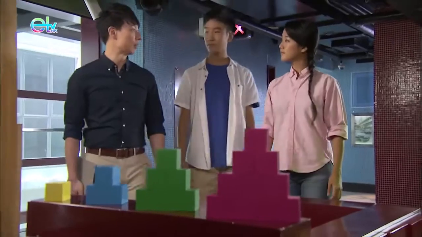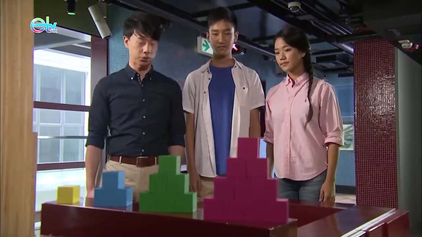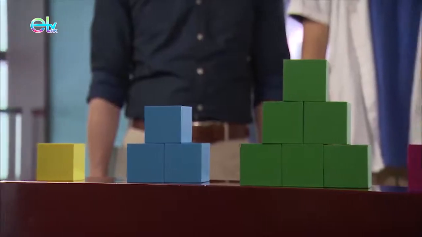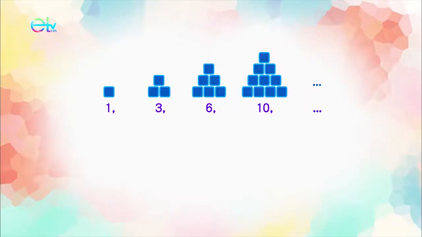Besides square numbers, let me show you another group of figures. The number of blocks that make up this group of figures can also be represented by a sequence. Let's look for the pattern there and work out the fifth term of the sequence. This time, the figures are triangles.